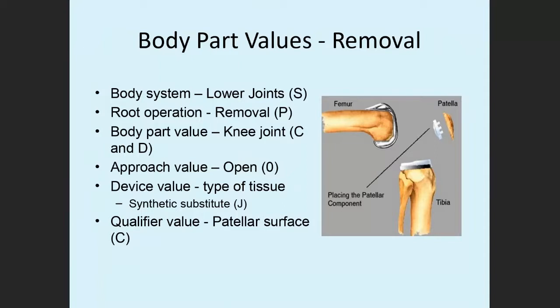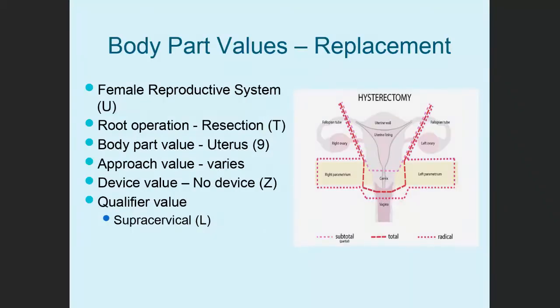So for body parts removal, similarly, in the lower joints body system, the body part value is the knee joint. The qualifier value is what part of the knee. In this case, the patellar surface, the synthetic patellar surface. So which part of the knee joint is being removed of a previously done surgery. So replacement is also used in the female reproductive system.